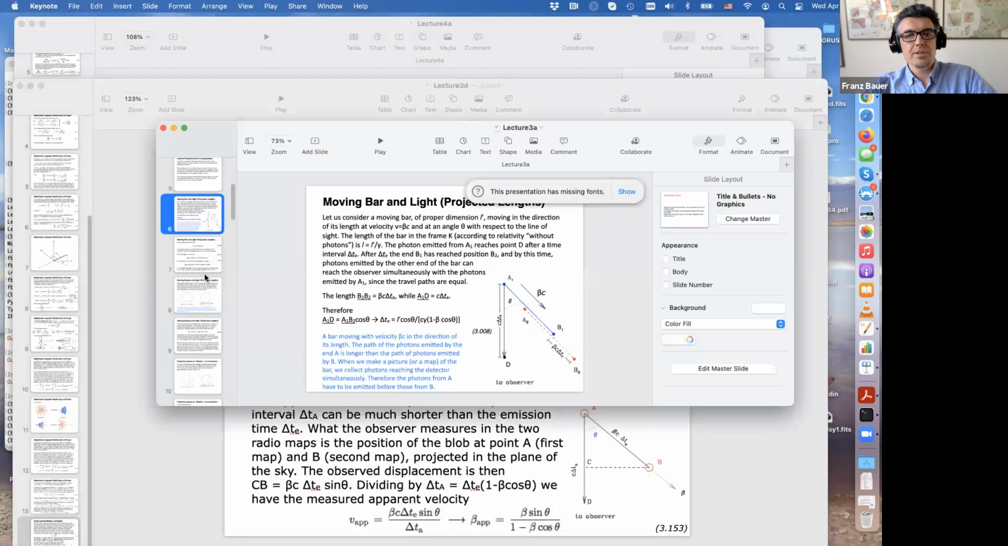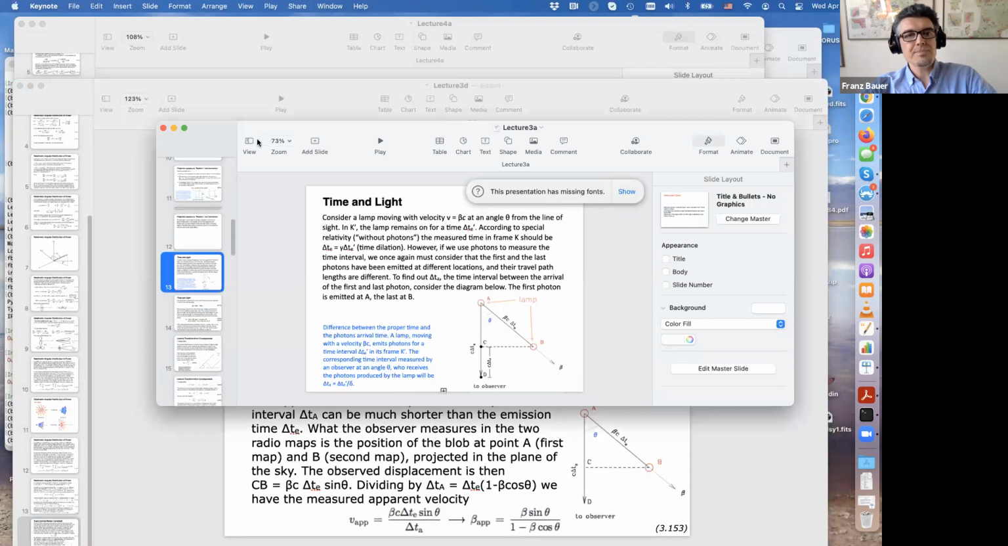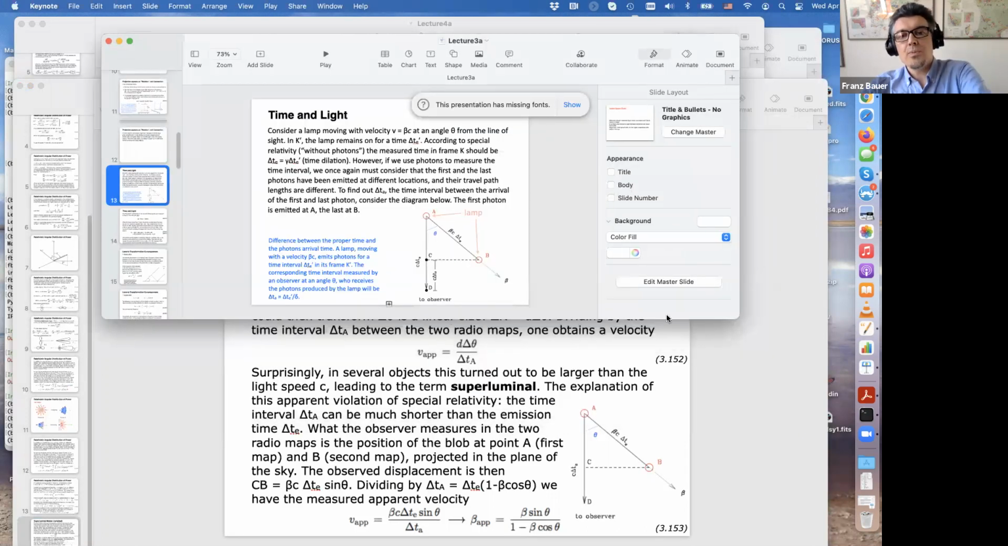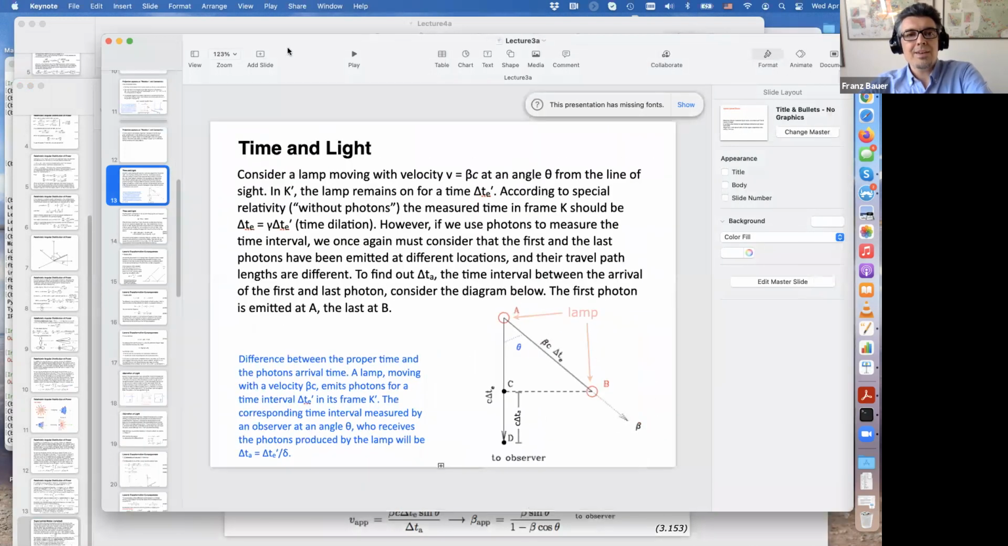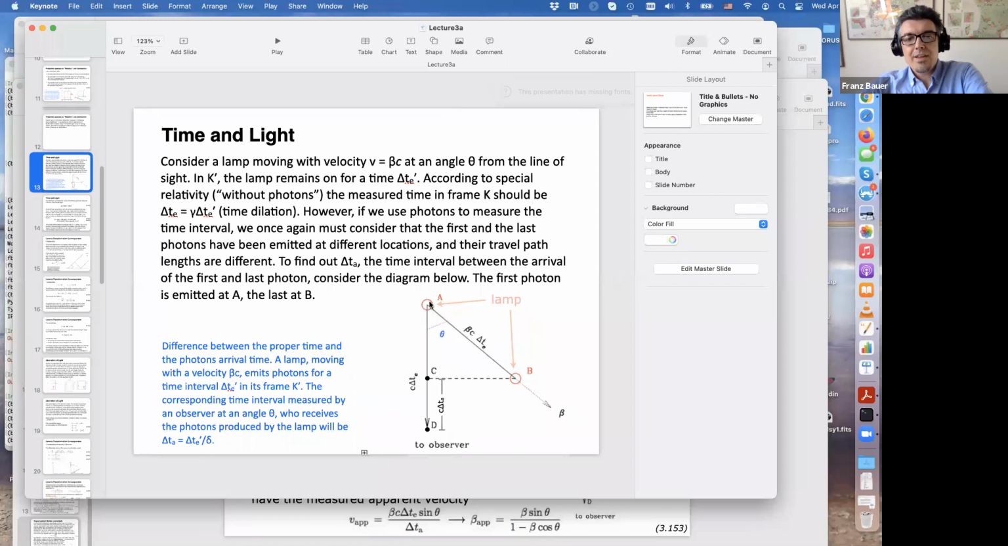Yeah, here's this one here. And so we had here that this thing emits some light, and the light starts traveling to D. And it takes a certain amount of time to travel to D. During that same amount of time, the lamp moves this distance.